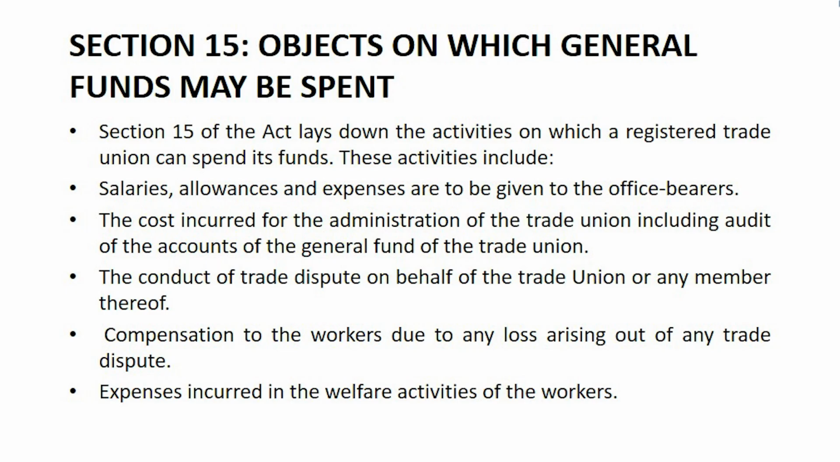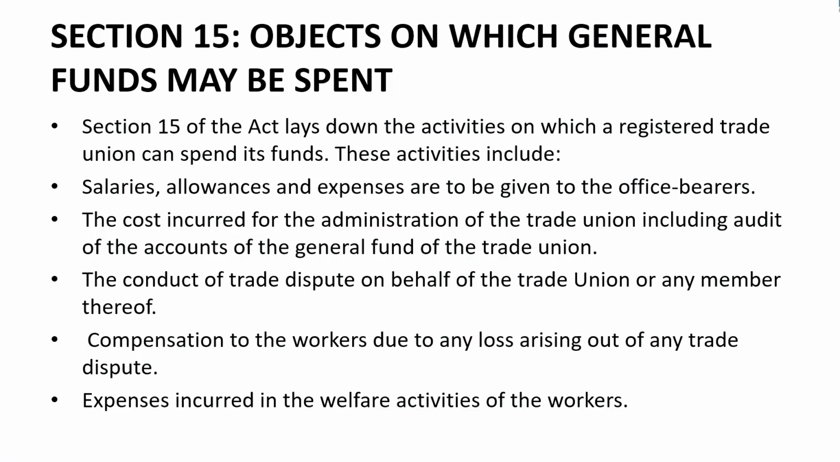Section 15 of the Act lays down the activities on which a registered trade union can spend its funds. These activities will include salaries, allowances and expenses to be given to the office bearers, because every trade union has its general funds. From the general fund they would be managing other activities and taking care of the other objectives. So, it is from this fund only that they would take care of the salaries, allowances and expenses of the office bearers.